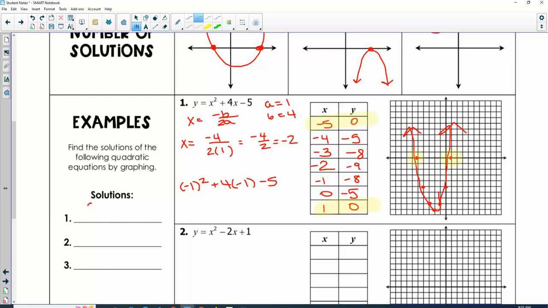So my solutions, a lot of times they're written in a solution set, those squiggly brackets, just negative 5 and 1. Those are the two things that make it touch the x-axis, or make your y equal 0.